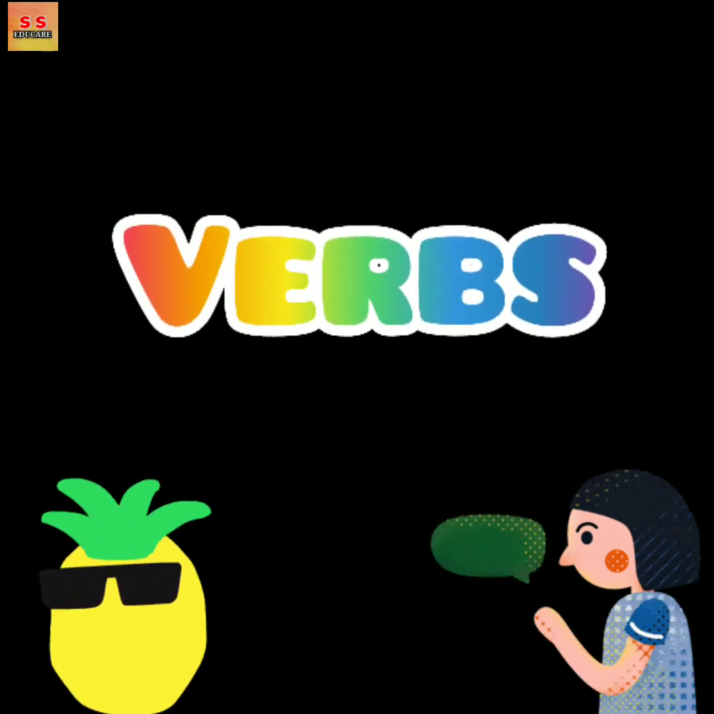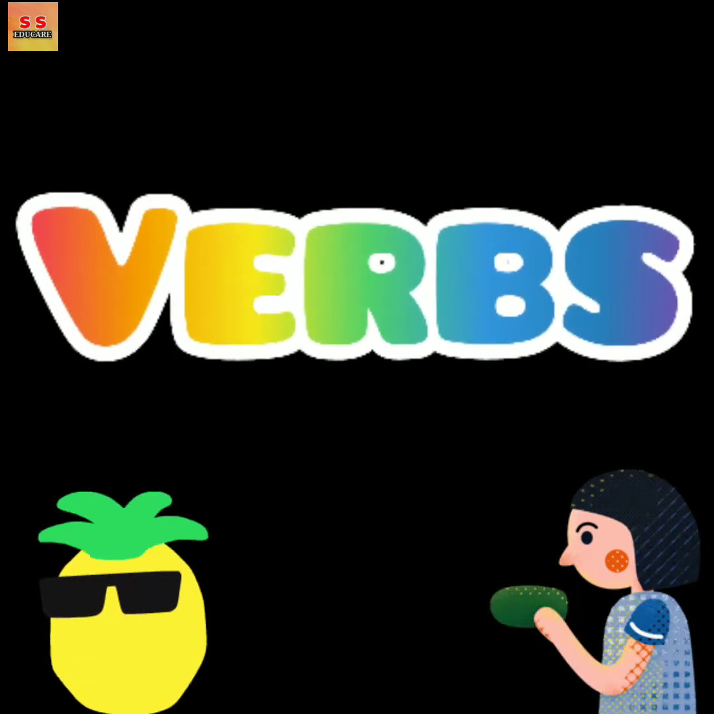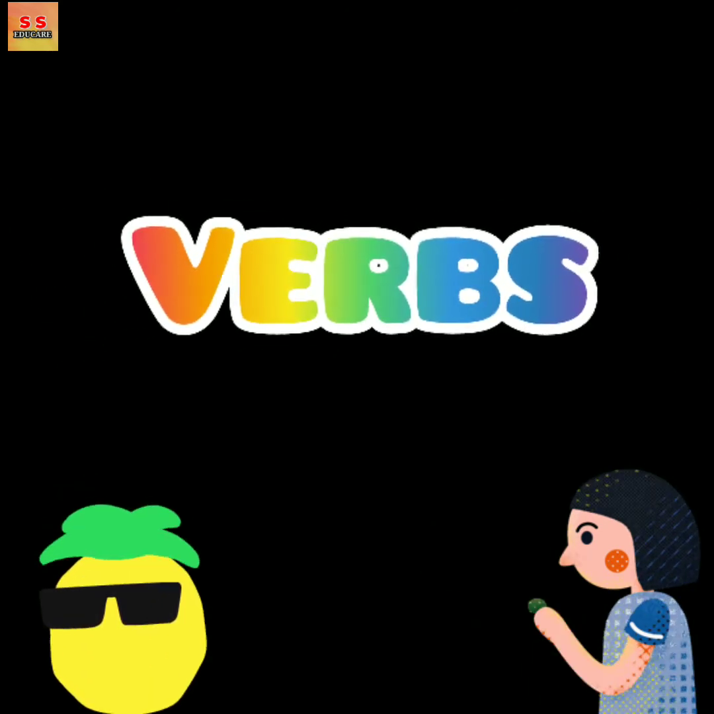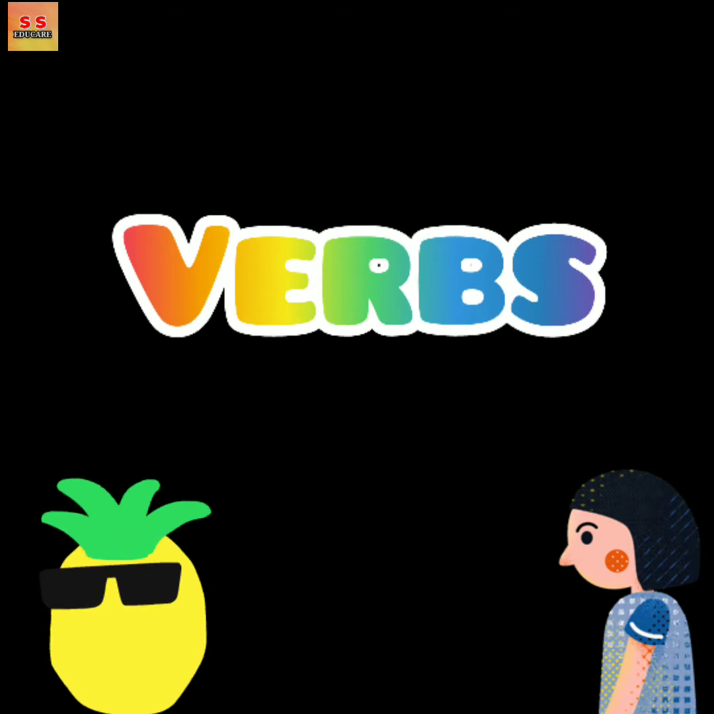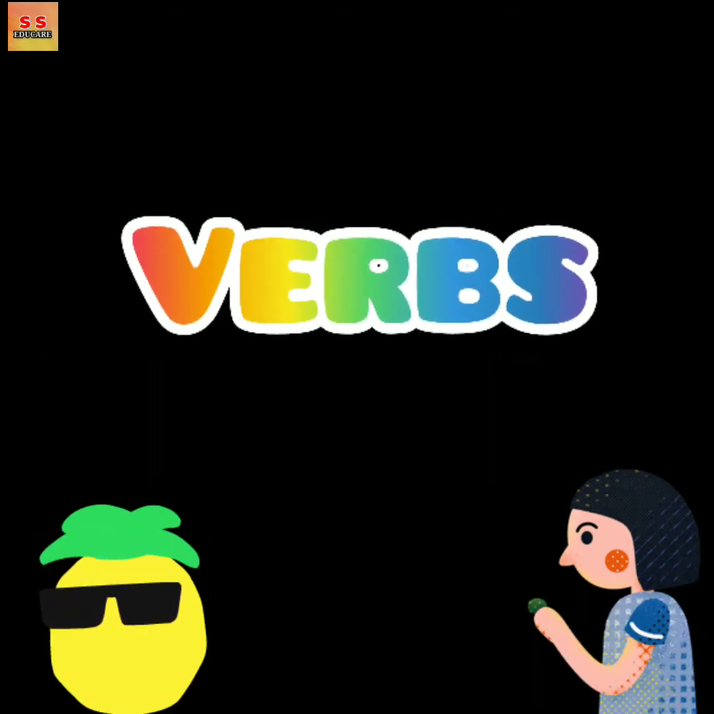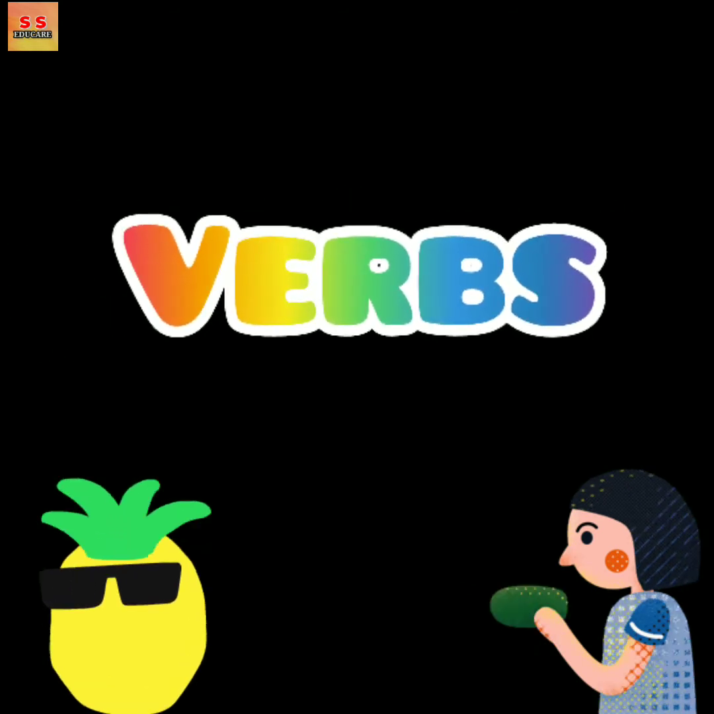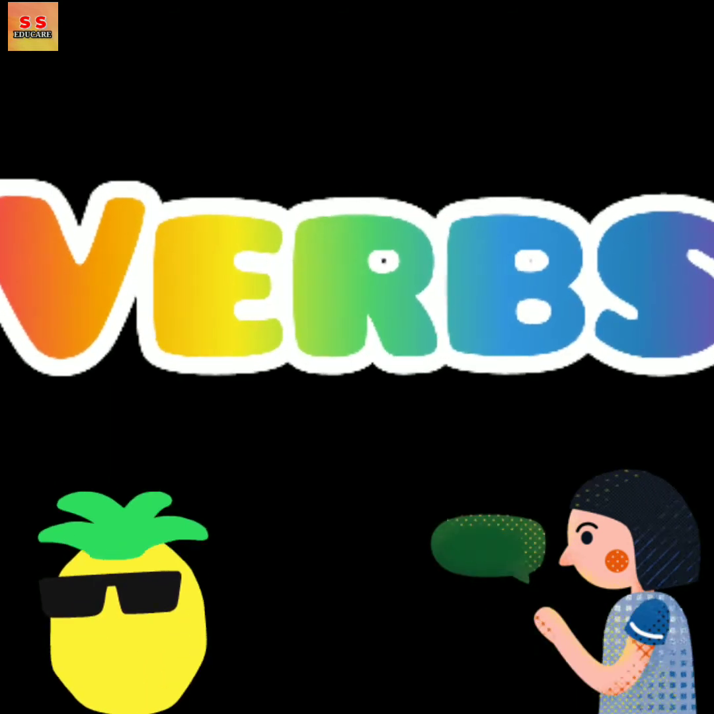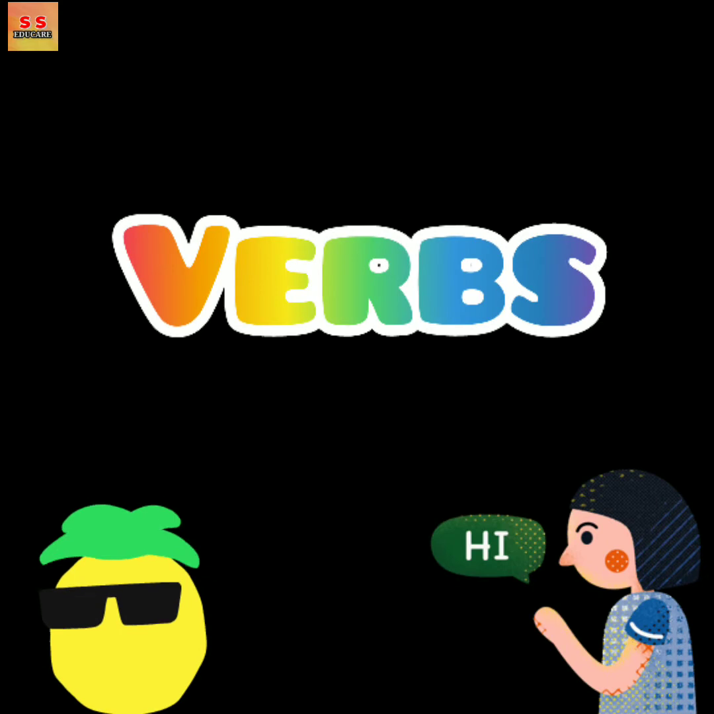To find out object of a verb, first step is to find out verb of the sentence. The second step is to find subject of the sentence. And then finally, we will find object of the sentence.